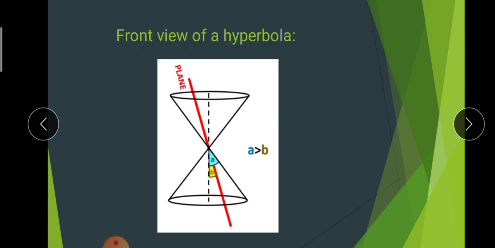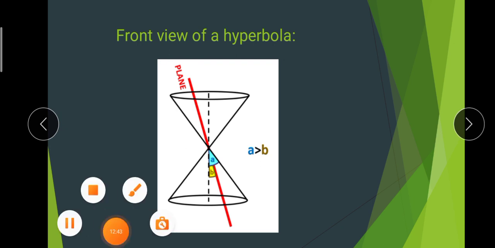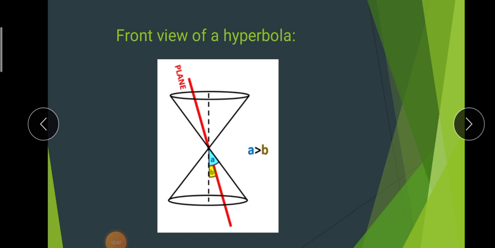Front view of a hyperbola. May dalawa tayong key points na dapat tandaan sa hyperbola. Number 1, ang hyperbola ay nag-i-intersect sa dalawang cone. And number 2, ang vertex angle ng cone is greater than the vertex angle ng hyperbola.